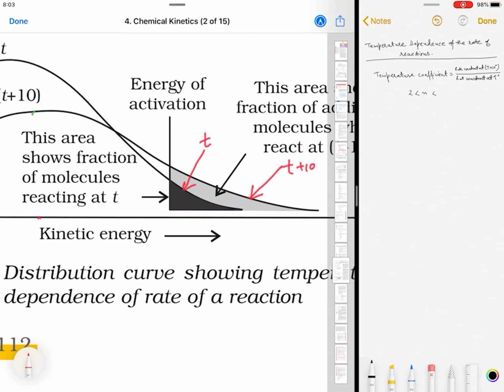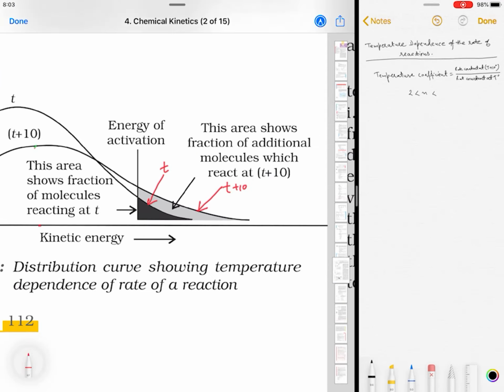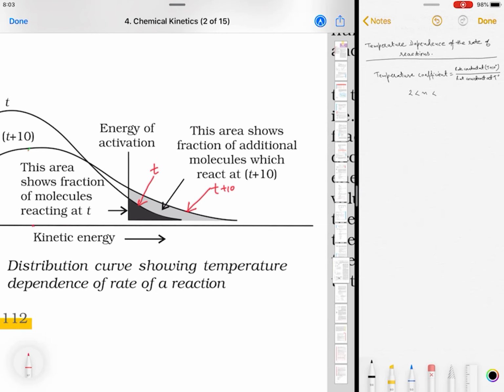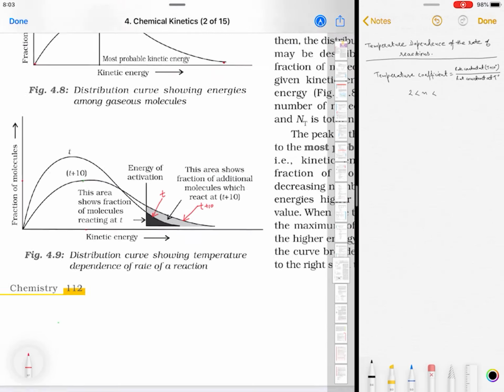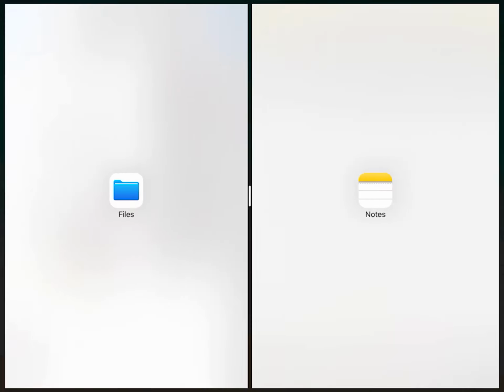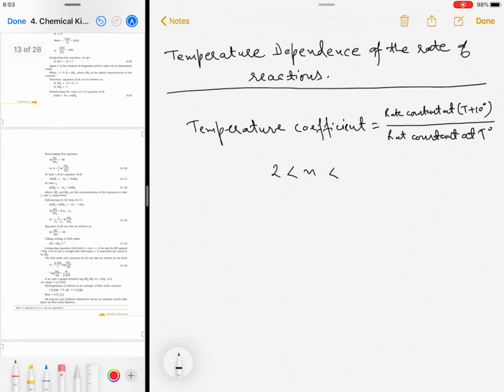So the rate of reaction increases with increase in temperature because the fraction of molecules which have the particular amount of energy increases. And as we have seen, the temperature coefficient lies between 2 and 3. It is nearly double. To understand the effect of temperature, we can study it by an equation known as the Arrhenius equation.